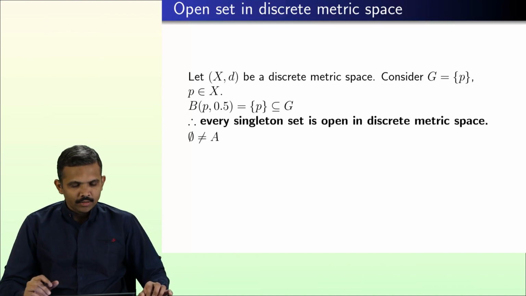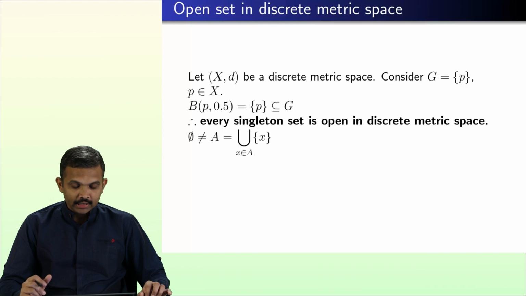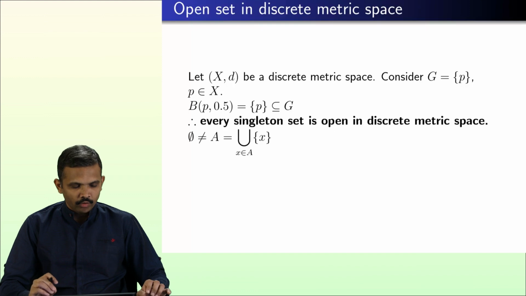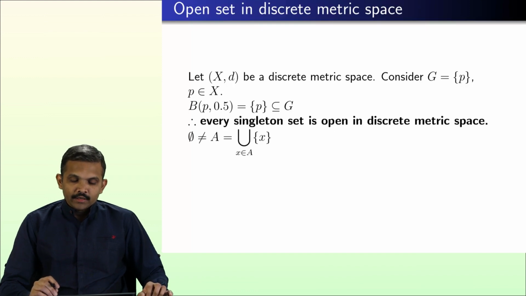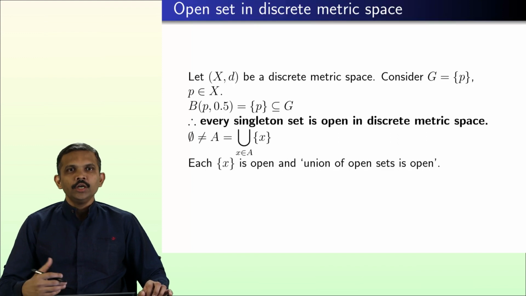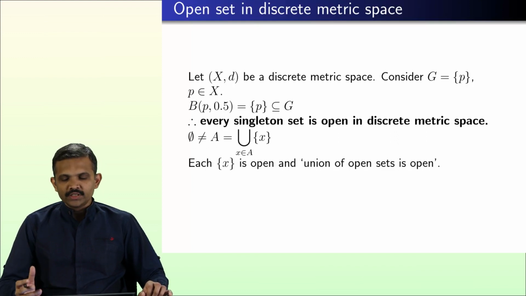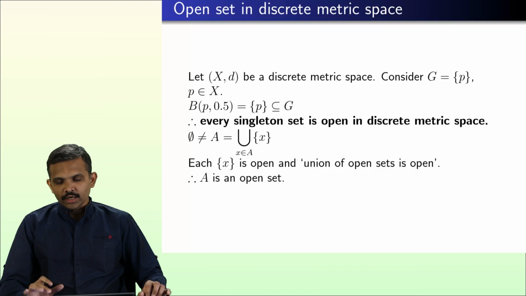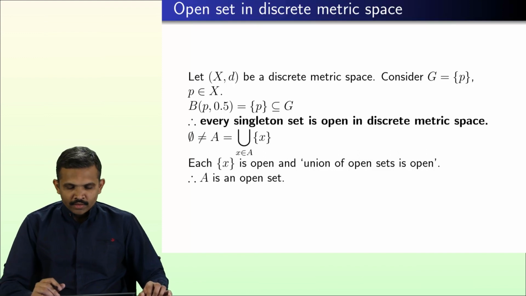Now, take any set A which is non-empty and which is a subset of X. Can I write it like this? Yes, I can write it as the union of all singletons {x}, where each x is taken from my set A. Now, we know already a singleton is open, and although we have not proved it, intuitively we may feel that a union of open sets should be open, and hence I am going to have my set A to be an open set. By the way, let me mention here that we are going to prove the statement that a union of open sets is open in our next video.